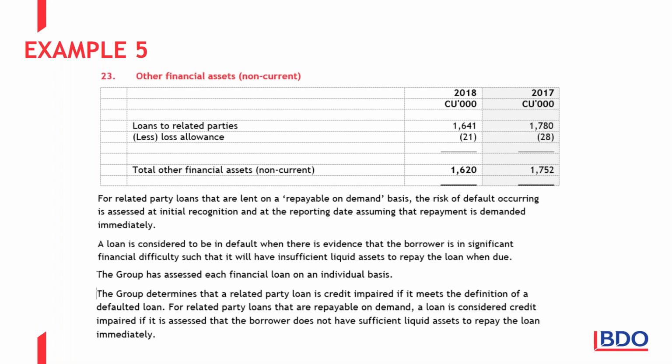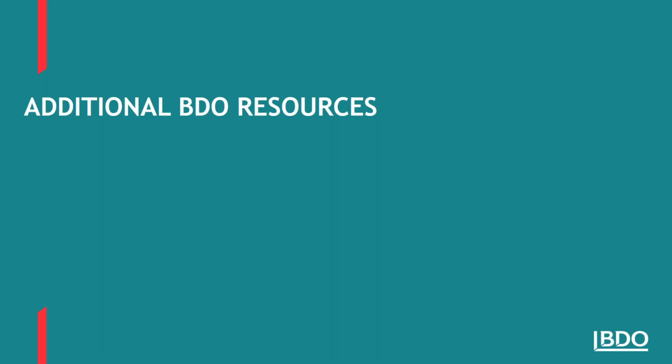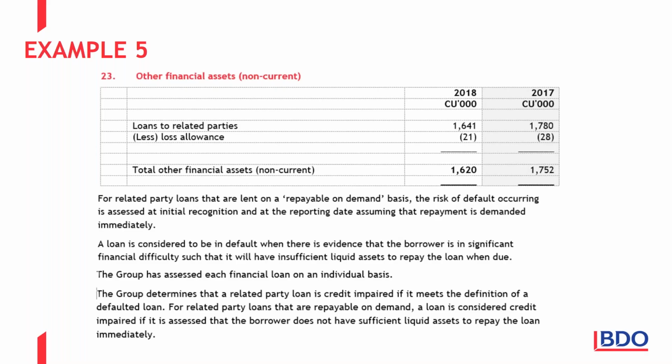They could probably go into a bit more detail on this one. Maybe it wasn't considered material, but I think the important thing is they've recognized the loss allowance, they've defined what default means, they've related the default to the repayable on demand status, and then they've linked that to whether there's sufficient liquid assets to repay in order to work out the expected credit loss. You can see it's not necessarily important to say it's a stage 1, 2, or 3. You don't have to necessarily say that. What they're actually trying to say is, well, how have we gone through this process?